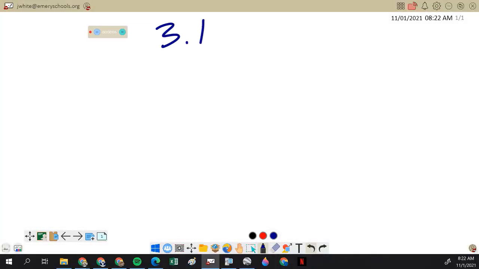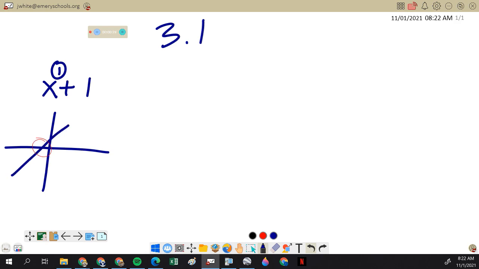Today we are working on 3.1. There are only two questions, and they both deal with polynomials. So if we had a graph x plus 1, so this would be x to the first, then that is a linear equation that can hit the x-axis one time.